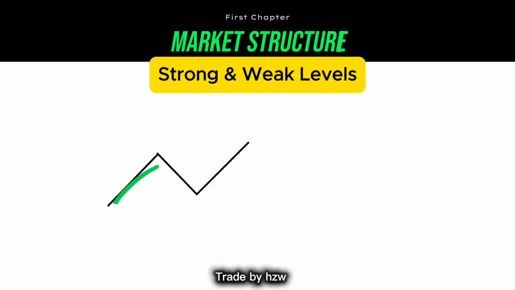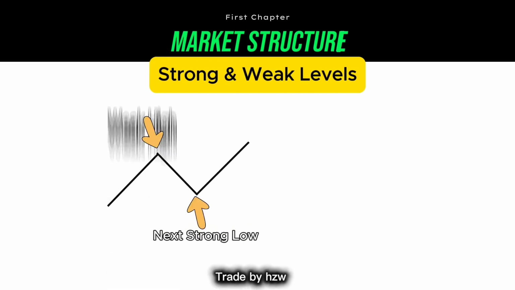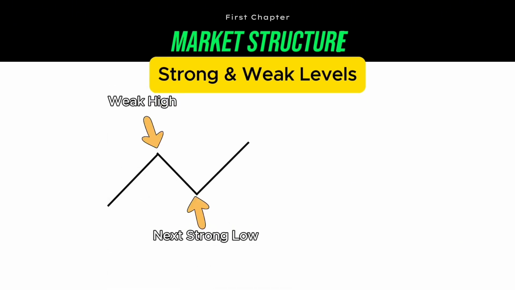Then price goes up, pulls back and breaks the high. So by confirmation of the uptrend, the lowest point of the pullback is the next strong low, and the high that broke is the weak high. And this markup repeats.